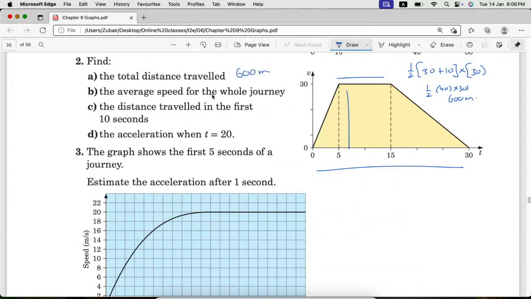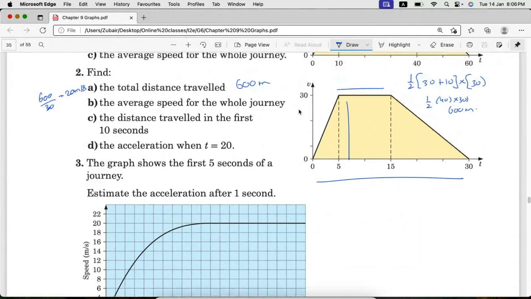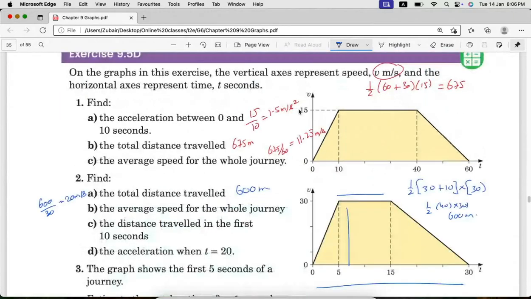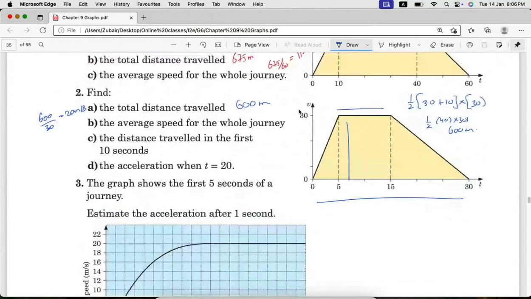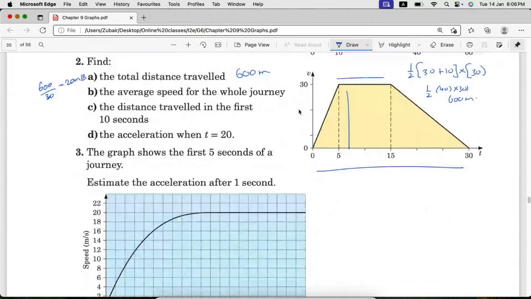Then it says the average speed of the whole journey. Average speed is total distance over total time. Total distance is 600, total time is 30. So we get 20 meters per second. The unit is actually not given, but yes, this is in meters and seconds. It is defined in the first line.